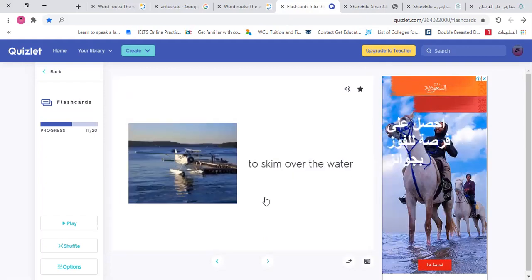Hydroplane. Hydroplane means to skim over the water. This one is hydroplane. It means that it's a plane that can fly, but at the same time, it can go over the water also.